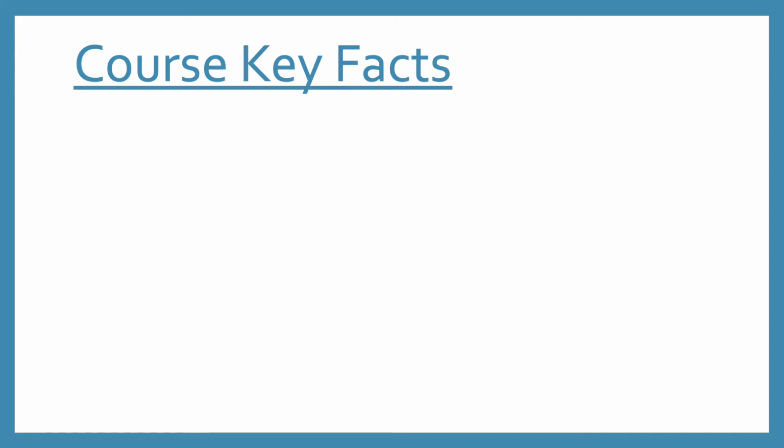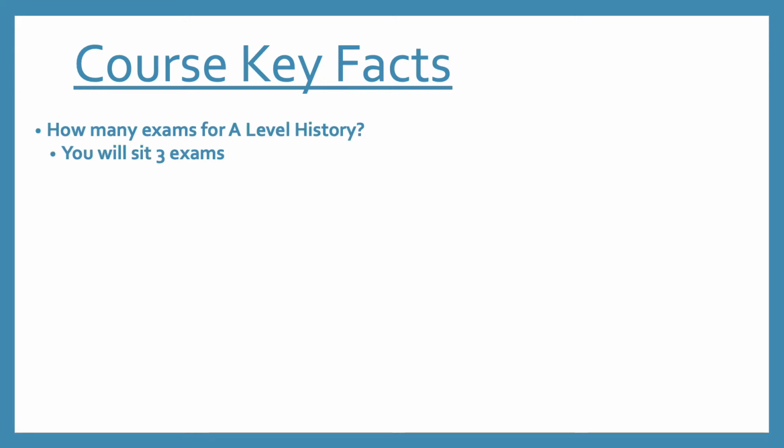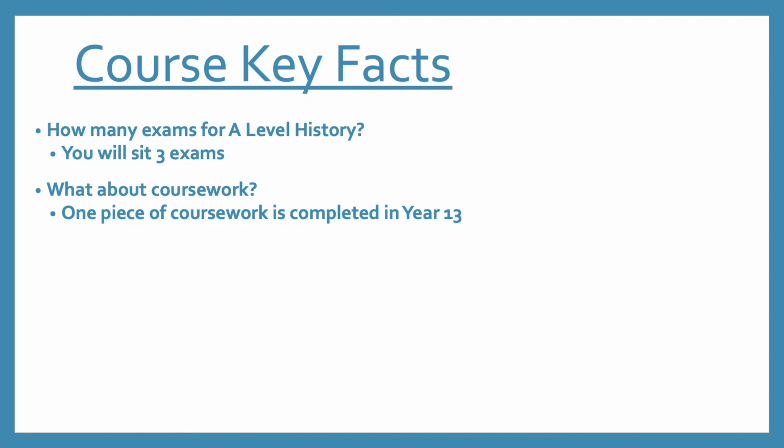In terms of some key facts about the course, there are 3 examinations. They are weighted differently depending on the paper. So paper 1 and paper 3 are each worth 30% and paper 2 is worth 20%. There is an element of coursework and that is delivered in year 13.